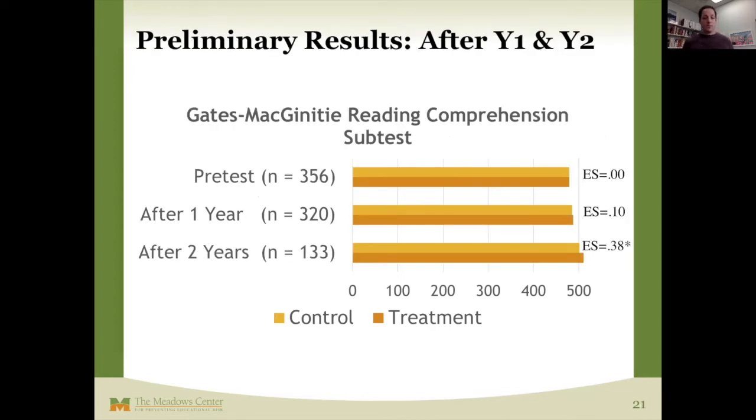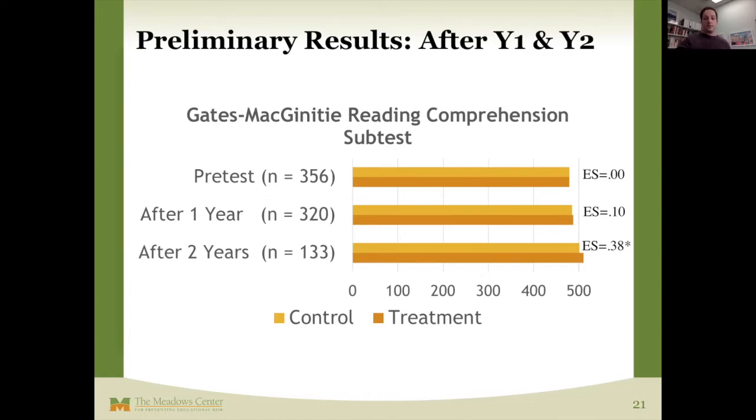Okay, if we look at reading comprehension, the Gates reading comprehension subtest, we see that there was no difference in reading comprehension at pre-test. After 1 year, we do see an effect size of 0.1. However, this effect was non-significant. Now, we have our first evaluation here of the effects of the treatment after 2 years.